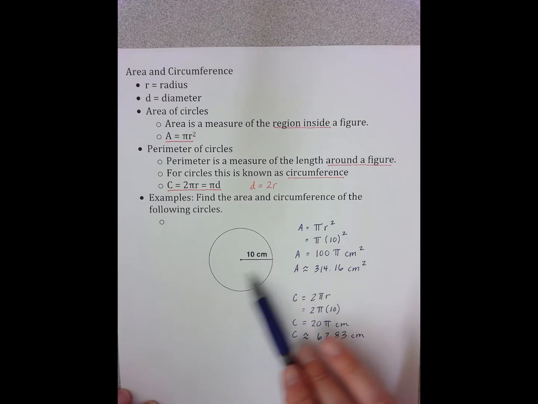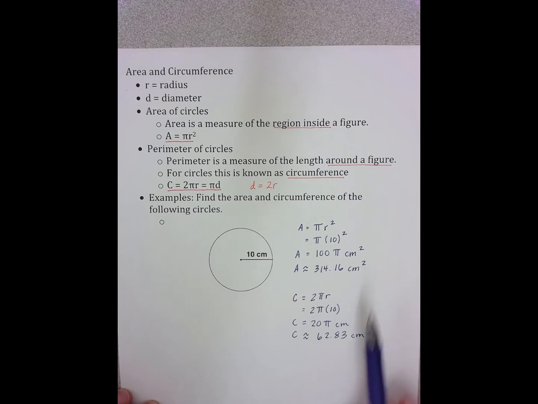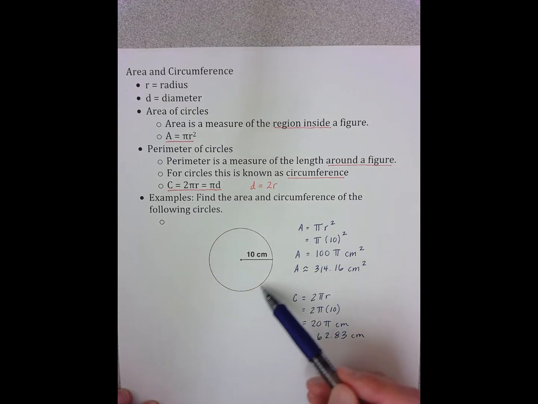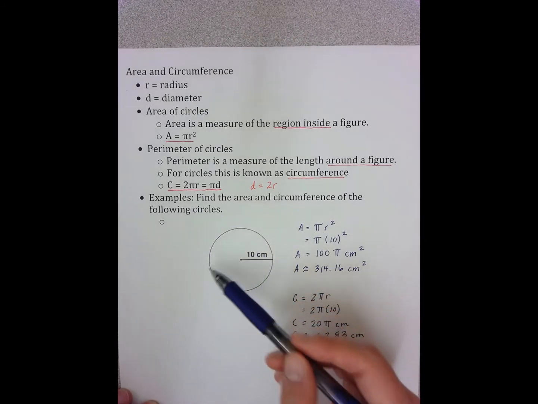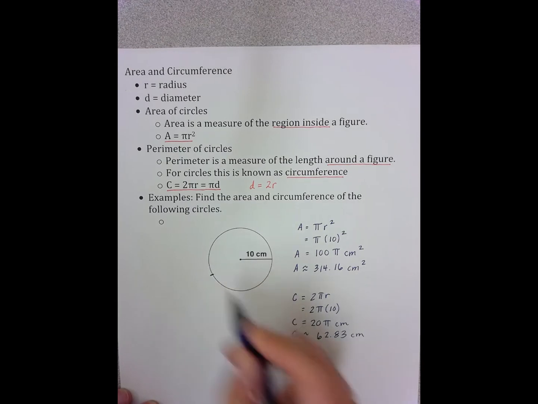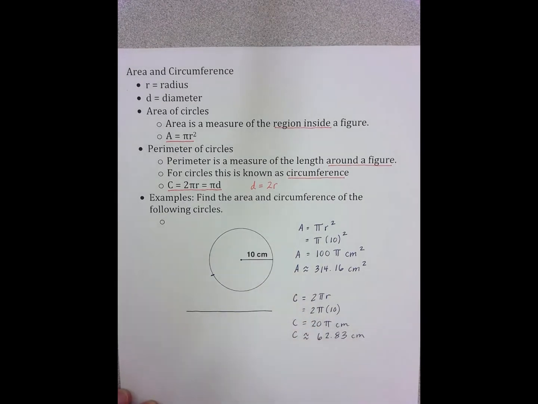Remember, area is the region, so it's a 2-dimensional figure that I'm finding. Circumference is just the outside. If you can imagine making a cut in my circle right here and then laying it flat, this length here is the circumference, and it is a length. So it's a 1-dimensional object.